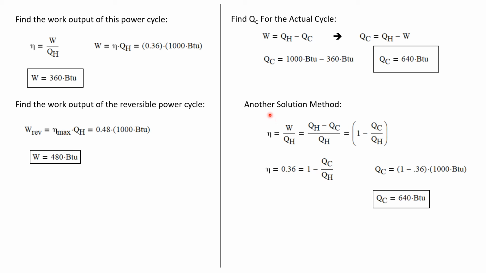Now, there's another way we could have done this. We could have looked at the efficiency equation, which is just work over QH, and work is QH minus QC. This reduces to 1 minus QC over QH. And so we say that the efficiency is 0.36, but that's equal to 1 minus QC over QH. I can rearrange this and get that QC is 1 minus 0.36 times 1,000 BTUs. And I'll get the same answer. QC is 640 BTUs.